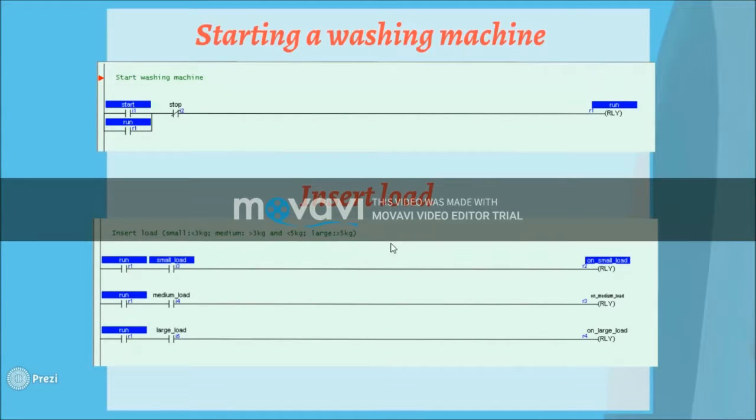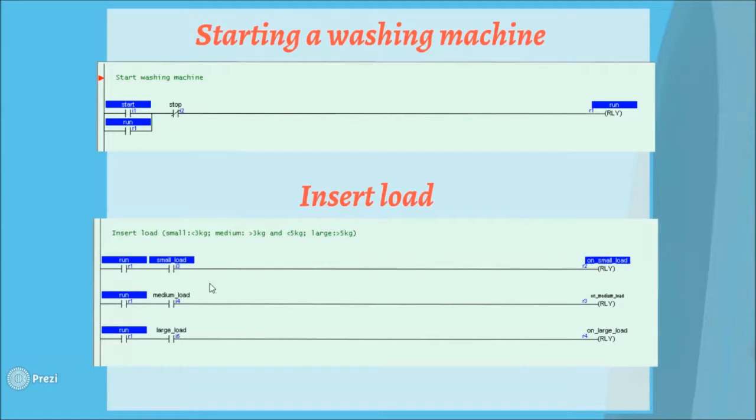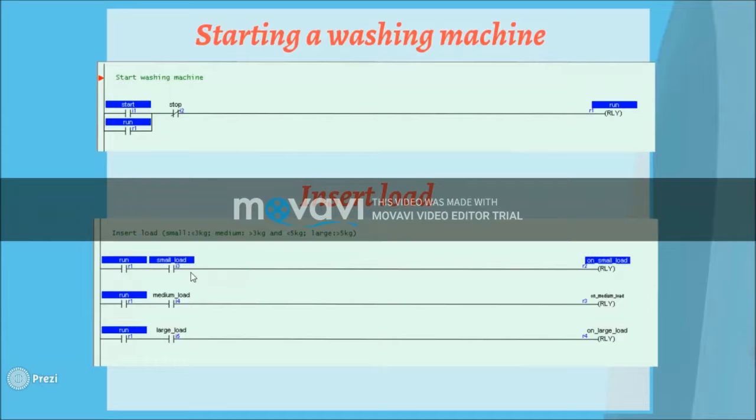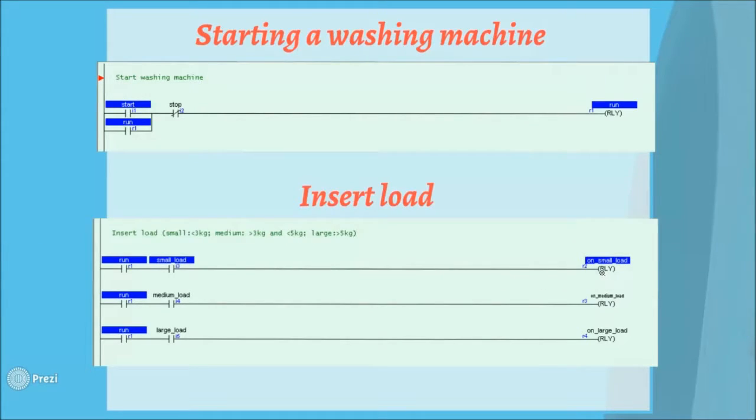For the second part, which is the insert load part, that consists of input sensors. Basically, these input sensors are needed to determine the size of the load. For example, by loading the small size load, which is lesser than 3 kilograms, into the washing machine, the small load sensor will be activated, thus activating the on small load relay.